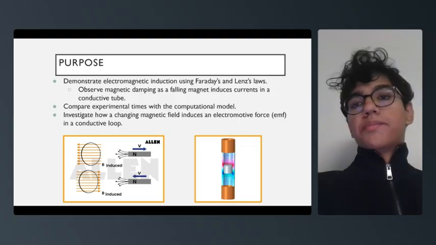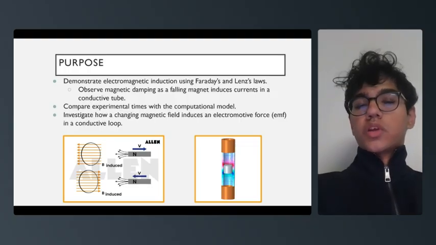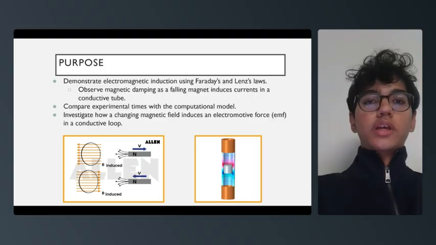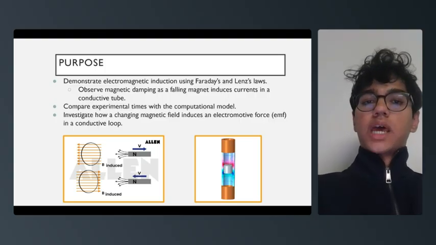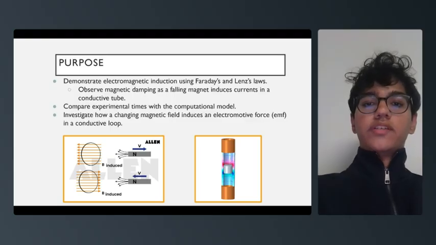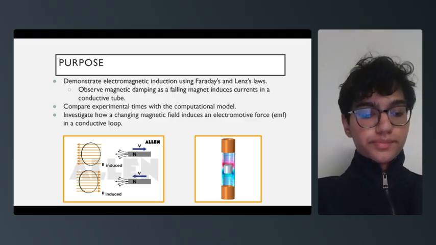Purpose and aim: demonstrate electromagnetic induction using Faraday's and Lenz's laws. Observe magnetic damping as a falling magnet induces currents in a conductive tube. Compare experimental times with a computational model. Investigate how a changing magnetic field induces an electromotive force in a conductive loop.